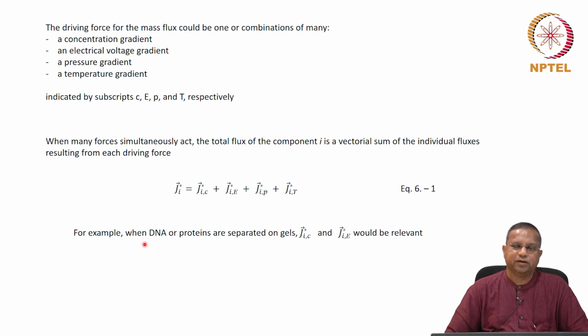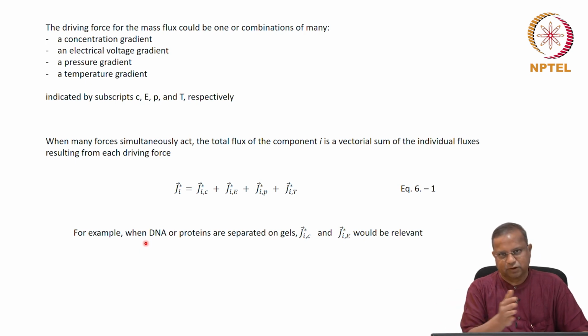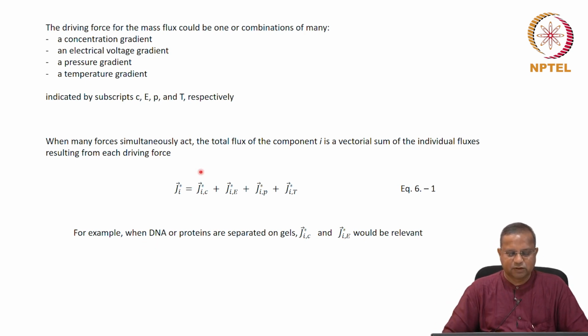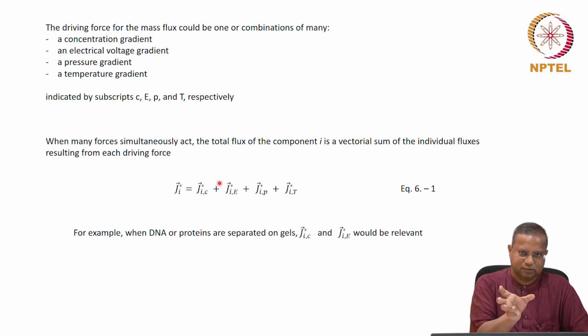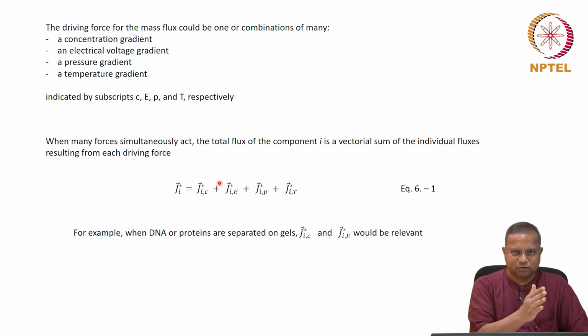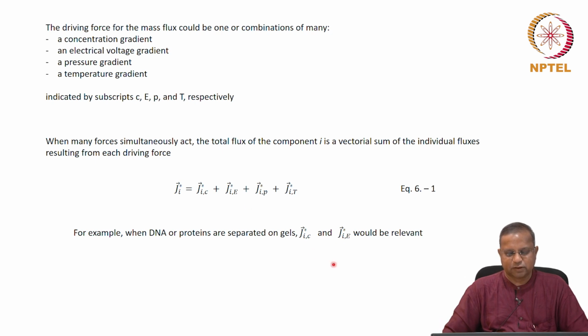For example, when DNA and proteins are separated on electrophoresis gels, you certainly have a concentration gradient. There is a difference in concentration of protein from one end to the other. And of course, there is an electrical potential gradient. In fact, the flux due to electrical potential gradient would be much larger than the flux due to concentration gradient in electrophoresis.